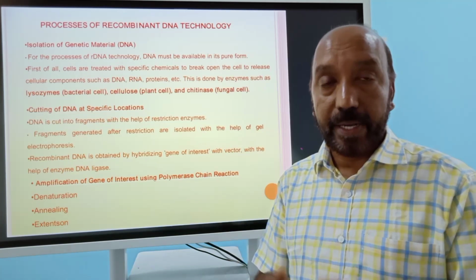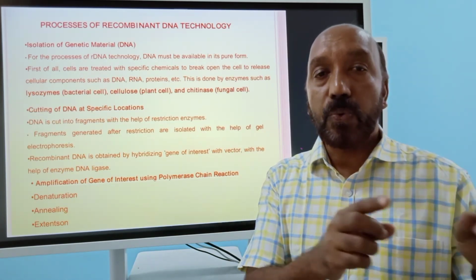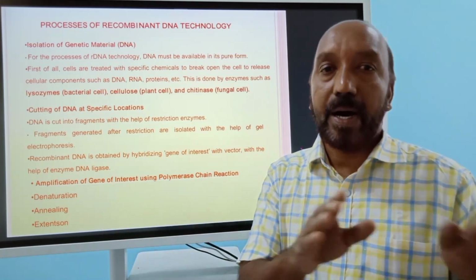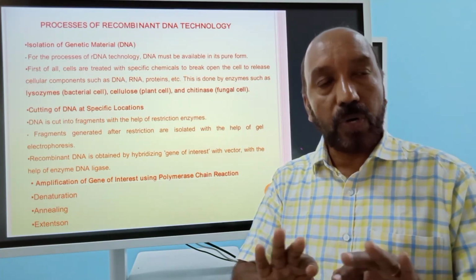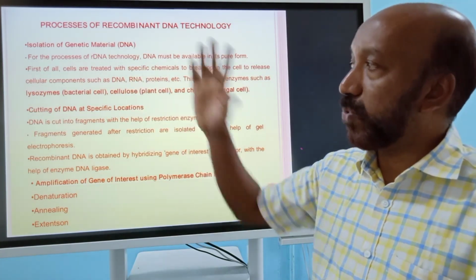After that, we take out the genetic material, which will be treated with proteases and RNases to remove the protein and RNA along with them. And after that, we treat it with chilled ethanol to remove all the other impurities. This is the first process, isolation.